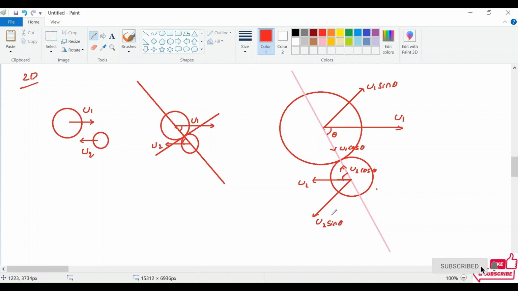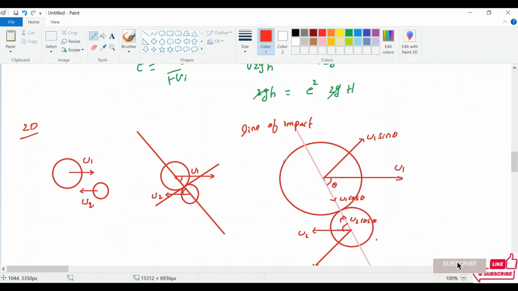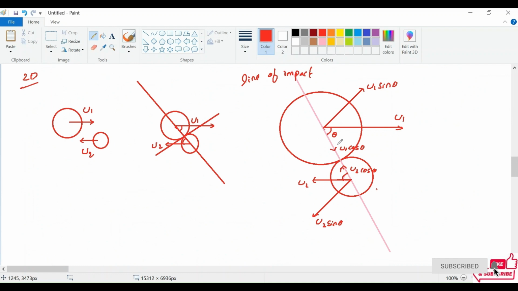Remember, the components which are perpendicular to the line of contact, this line is called the line of impact. The velocity is on the line of impact. We can apply energy conservation and momentum conservation. So m1 u1 cos theta plus m2 u2 cos theta is equal to m1 v1 plus m2 v2 in the x direction.